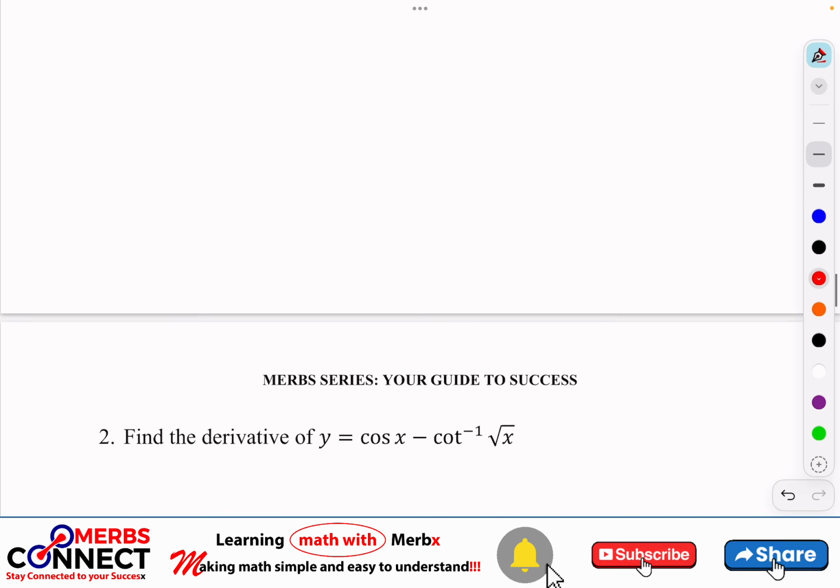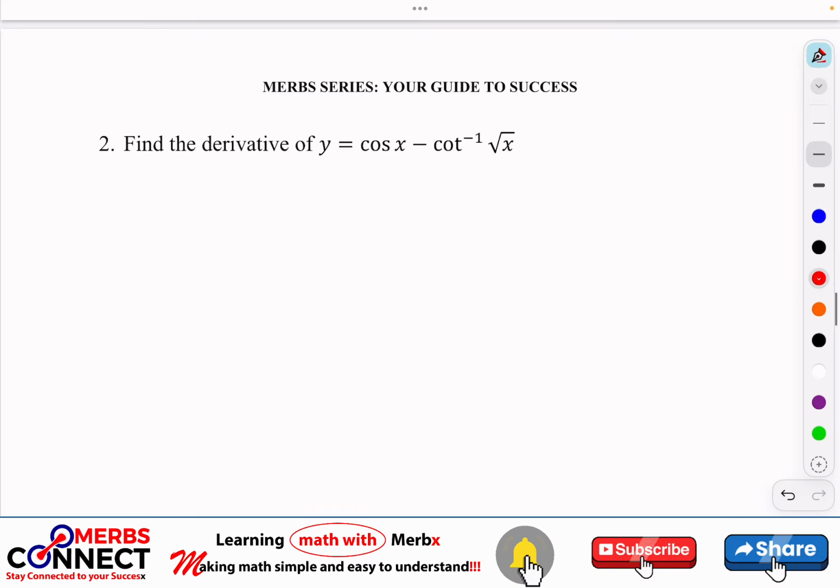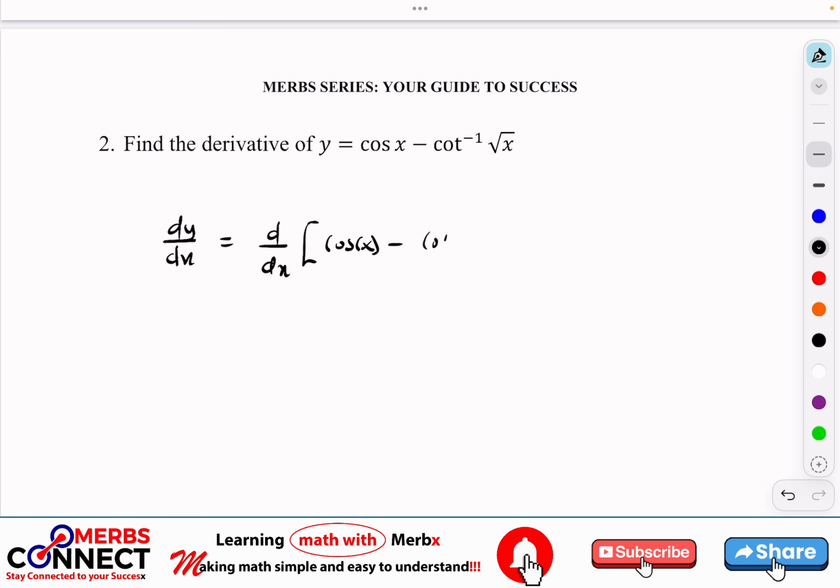So the idea here is that anytime I'm doing differentiation and I know the rule and I know how to differentiate a specific function, it's easier to enjoy derivatives. So that's basically the idea here. Now let's look at this one too. We want to differentiate y with respect to x. So y is equal to cos of x minus cot inverse of square root of x.